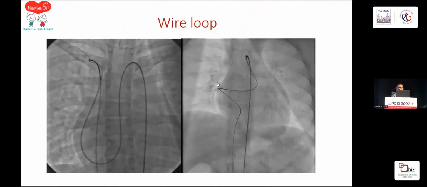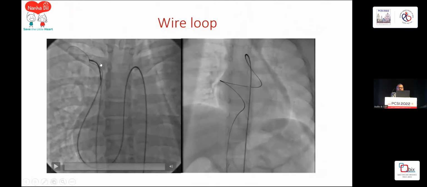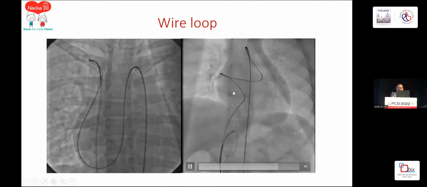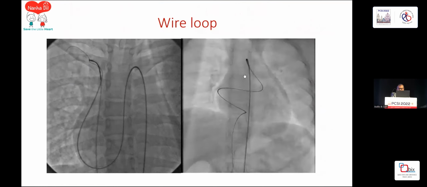So this is a wire loop from two places, two examples, one from the RSVC, one from the IVC. The next one was from the aorta to RA tunnel. See how tortuous the course was.